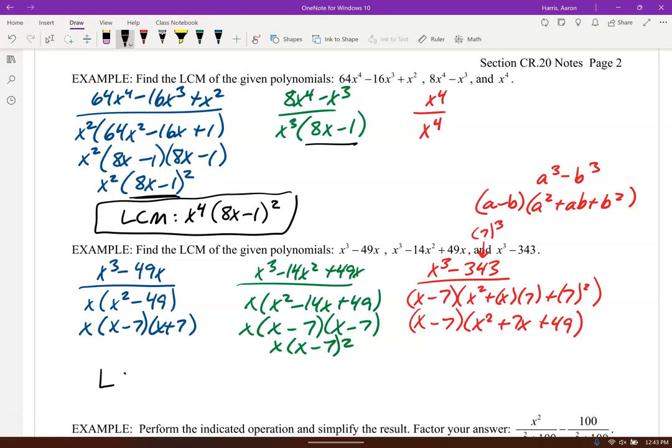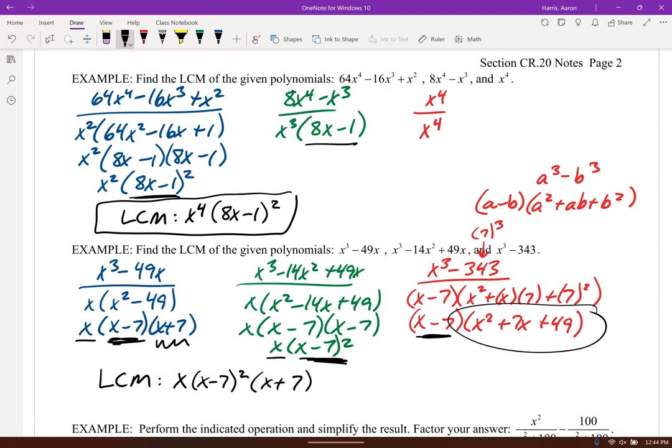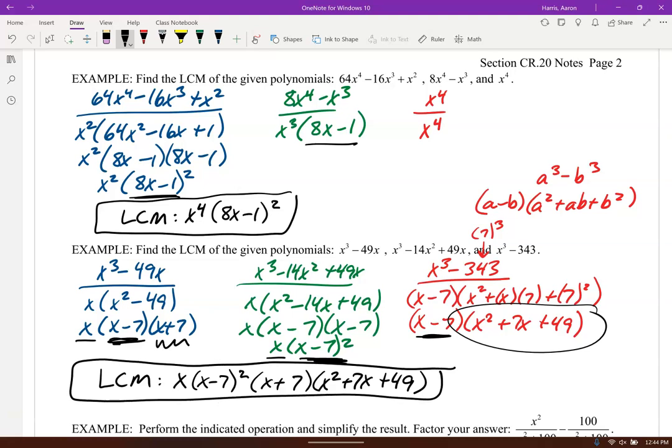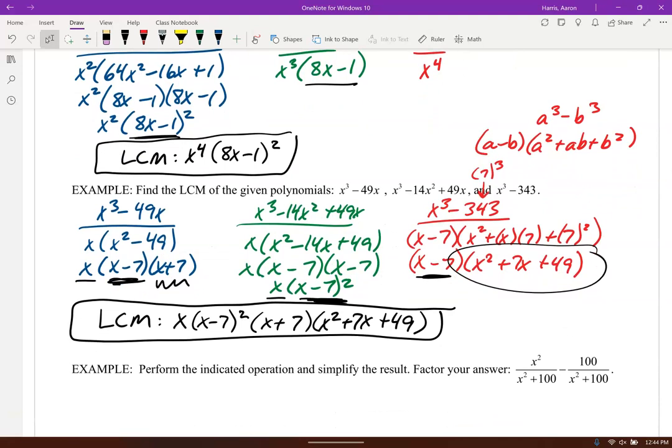Now let's do our least common multiple. Well, 1 x there, 1 x there. Looks like I have at most 1 x. There's an x minus 7, but this one's got 2 x minus 7. That's just got 1, so I got to take 2 of them total. This one's got an x plus 7. No other x plus 7s. And then this last one I have x squared plus 7x plus 49. And I've accounted for all the factors. I've taken the most of each factor. And that, like I say, that'll get us into being able to add and subtract these things.